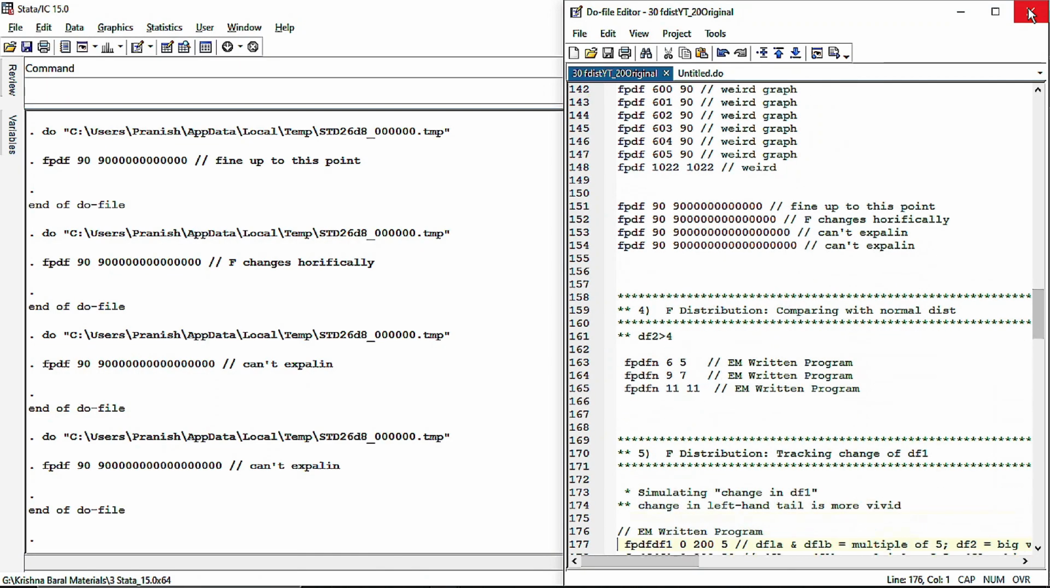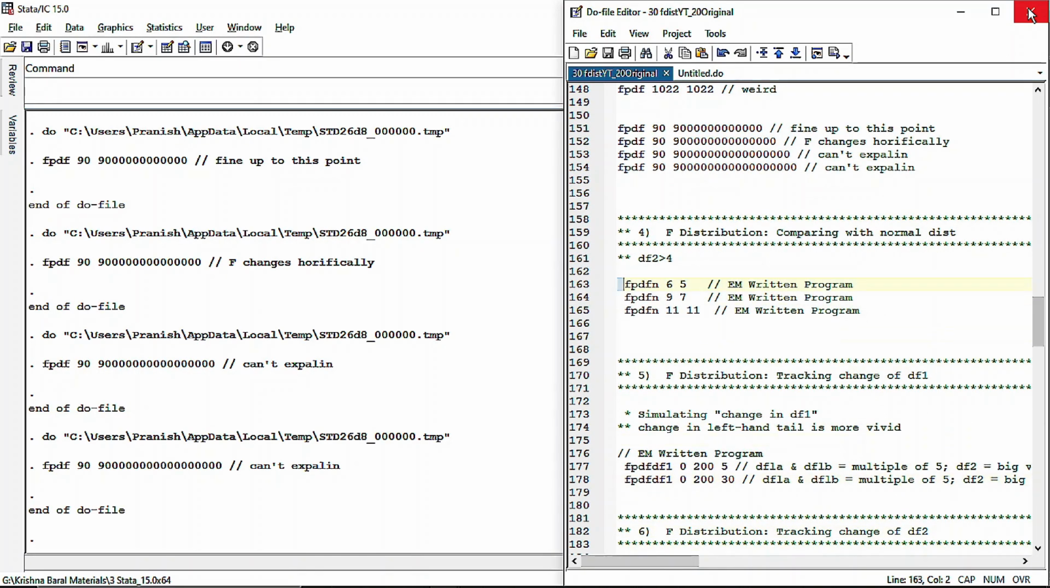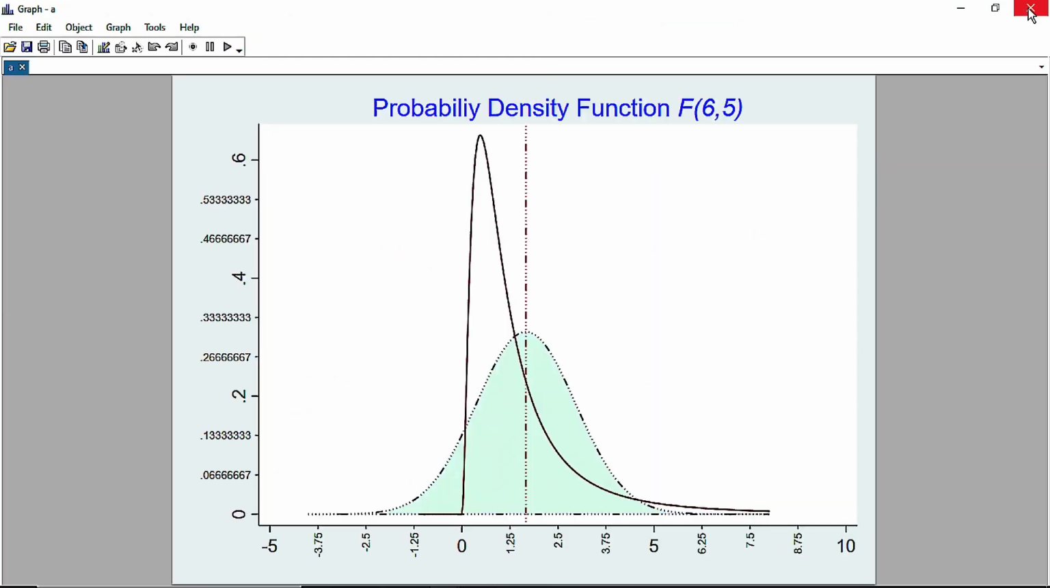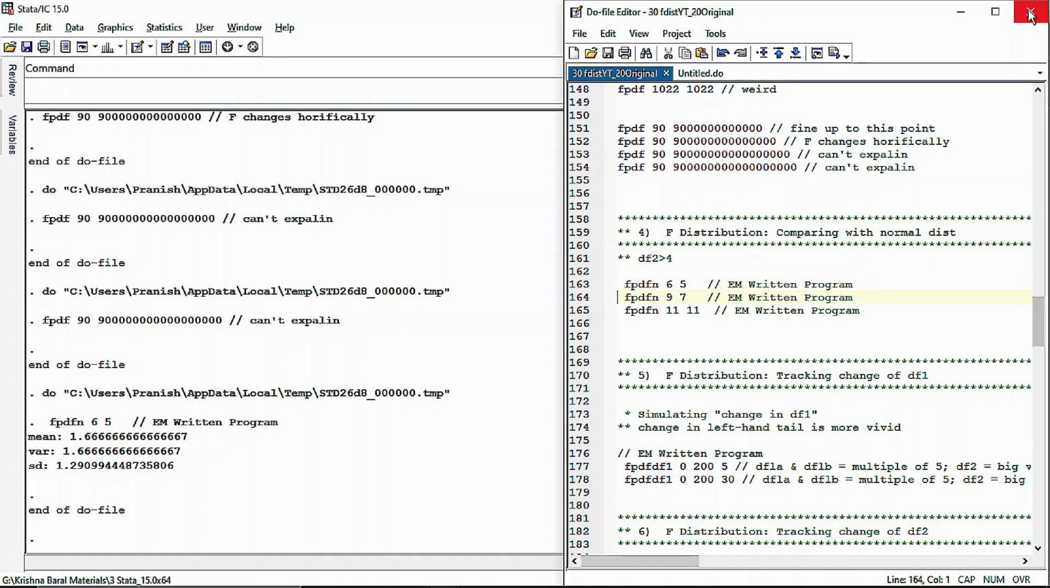Now let us compare the F distribution with the normal distribution, and we have written this program, and let us see what happens for these degrees of freedom 1 and 2 of 6 and 5, and so we get this kind of graph. At the forefront we have the F distribution with degrees of freedom 1 equal to 6 and degrees of freedom 2 equal to 5, while in the background we have a normal distribution with the mean and variance equal to the mean and variance of this distribution. Let us compare once again.